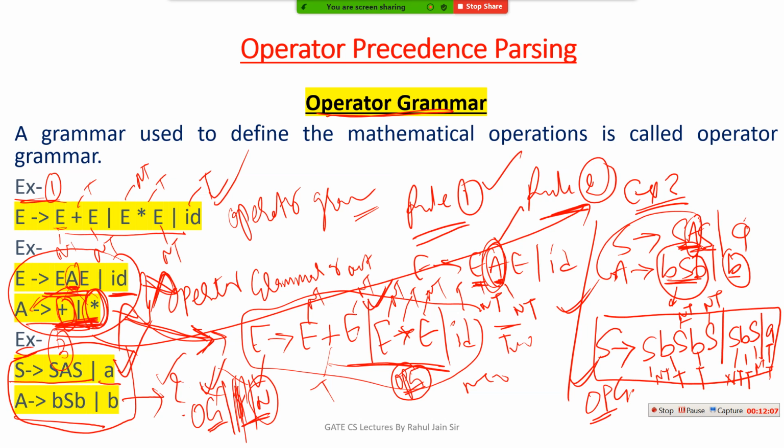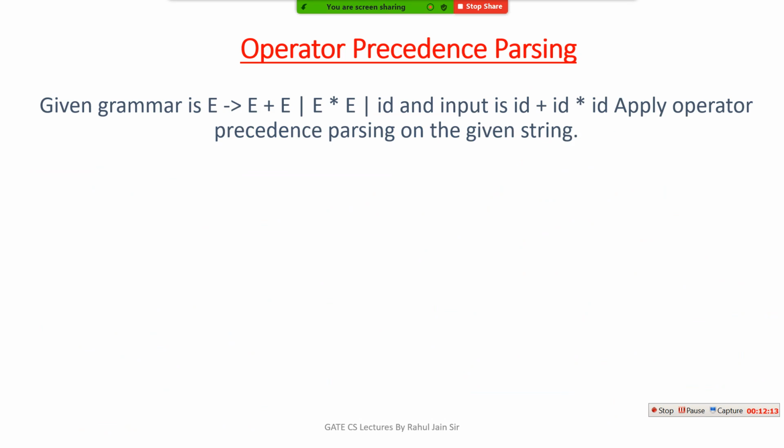Okay guys, so it is clear to all the candidates how to find whether the grammar is an operator grammar or not, because it is very important. In order to do operator precedence parsing, we must know what an operator grammar is, because we can only do operator precedence parsing on operator grammars. If it is not an operator grammar, then we cannot apply operator precedence parsing on it, right?